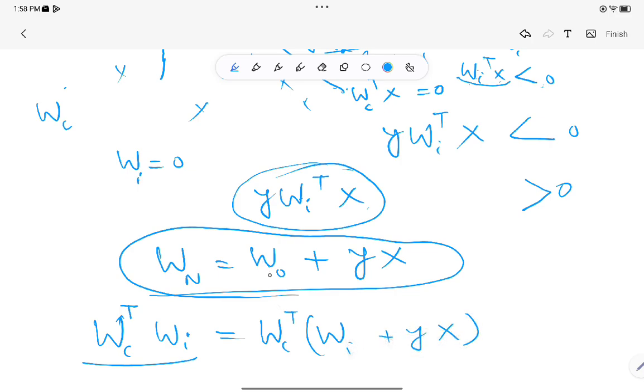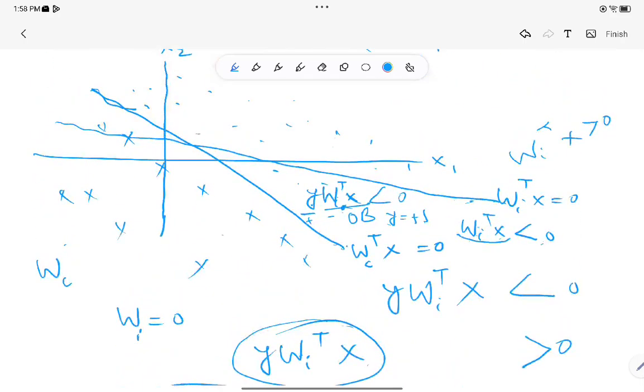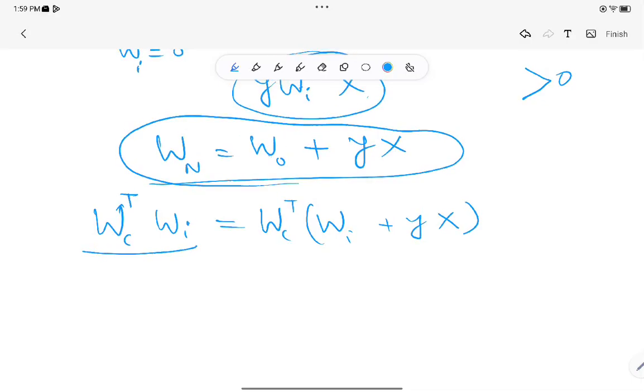This is the old value of the incorrect vector. This is the new value of the incorrect vector. This too is incorrect. What are you doing here? You are calculating the dot product of this wn, the new incorrect vector, and this wc, the correct vector. Right now the dot product will be very small because the two are not parallel. But if they tend to become parallel, then the dot product between these two will increase. Let's see whether it increases or not.